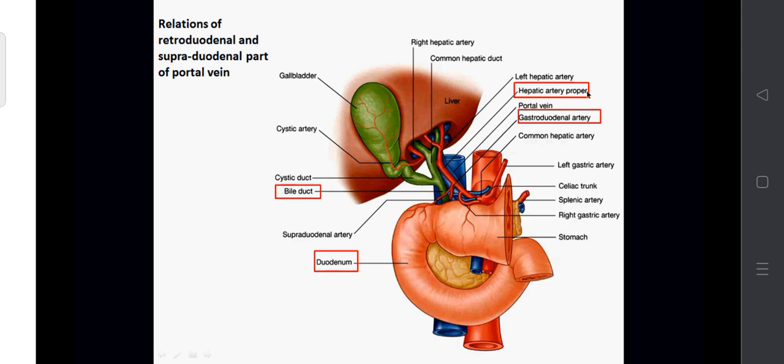hepatic artery proper on the left, and posteriorly it is related to inferior vena cava, but it is separated from the inferior vena cava by a gap called the epiploic foramen. Now these three structures are lying within the lesser omentum, which is a fold of peritoneum between the liver on one side and stomach and first part of duodenum on the other side.